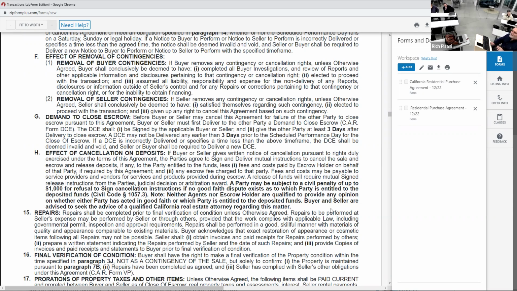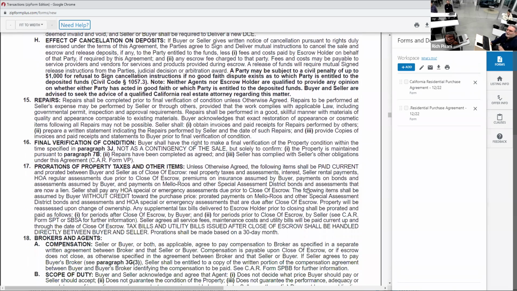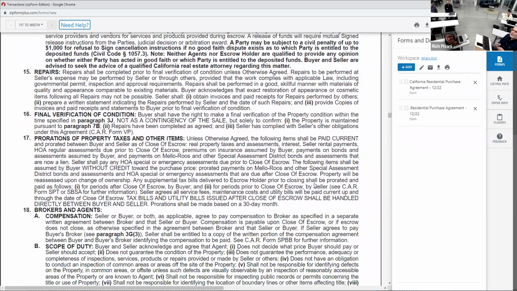It isn't that suddenly, if the buyer defaults, the seller automatically gets that money. If the buyer doesn't agree to release that money, which most buyers don't, then the seller has to spend some money, and mediation costs a few hundred dollars. So there are costs involved. Repairs: you have a right to ask for repairs, but you're not necessarily going to get them. Final verification we've talked about. Prorations of property taxes and other items.